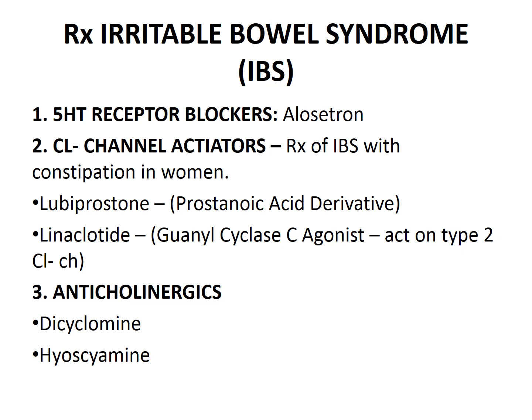Another classification of drugs used in IBS is 5-HT receptor blockers, for example alosetron, and chloride channel activators that are used in treatment of IBS with constipation, especially in women, including lubiprostone, which is a prostanoic acid derivative, and linaclotide, which is a guanylyl cyclase C agonist that acts on type 2 chloride channels. Then there are anticholinergics, for example dicyclomine and hyoscyamine.